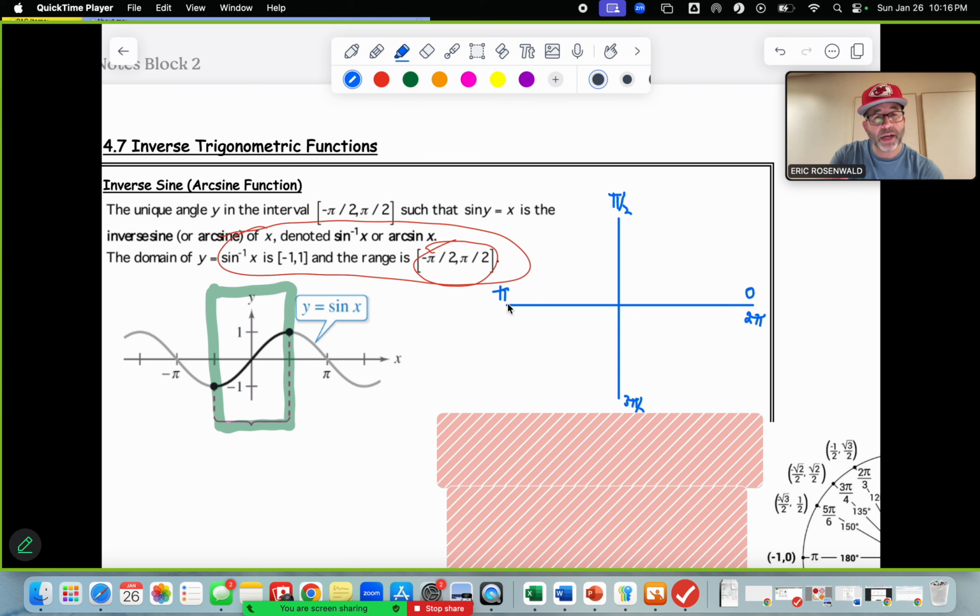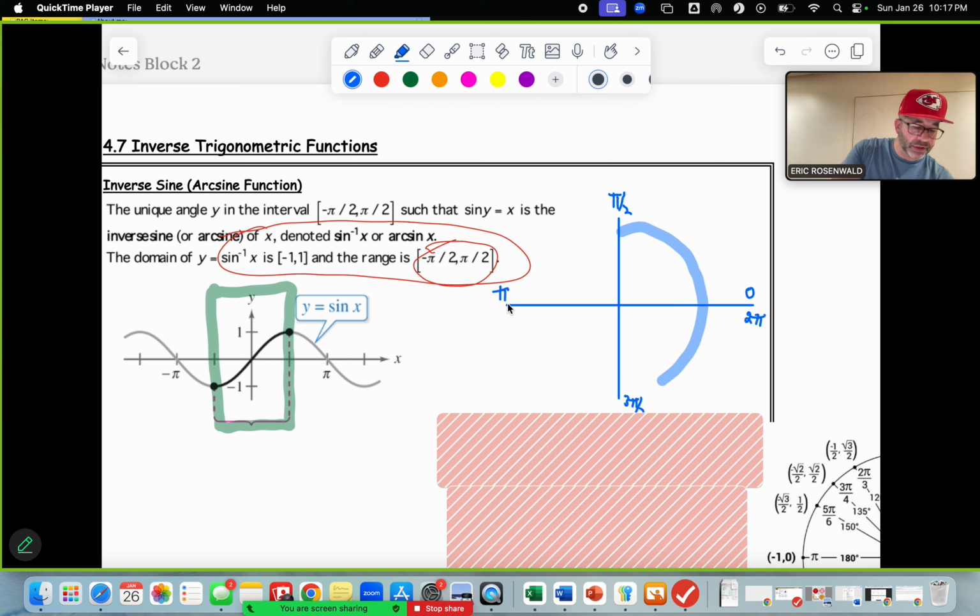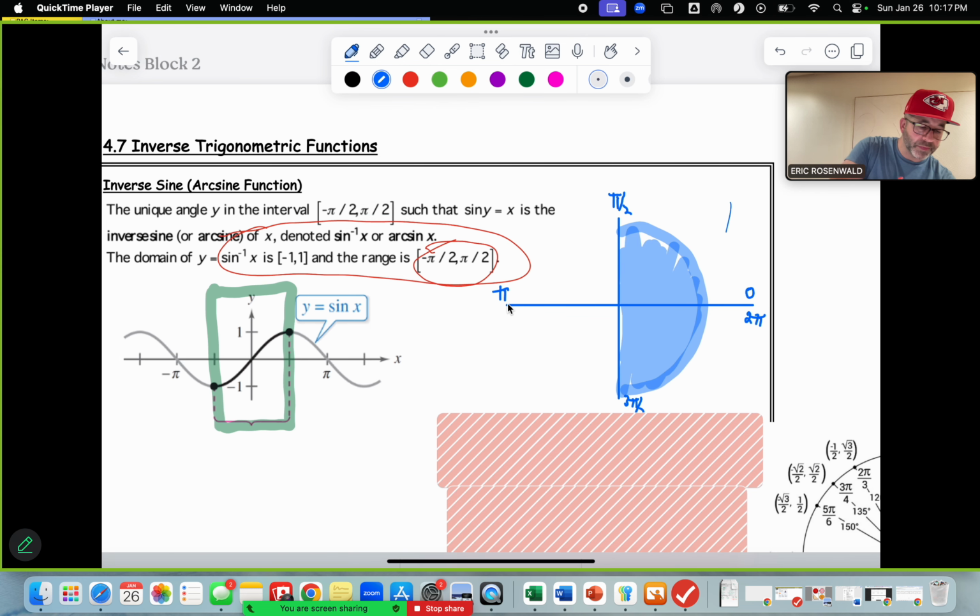negative pi over 2 to positive pi over 2. Well, here's where positive pi over 2 is. Here's where technically negative pi over 2 is, because remember we go this direction the same length, so it's negative pi over 2. That means that all of my answers for this have to sit somewhere in this area right here. So all of our answers for the inverse sine are going to sit in the first or the fourth quadrant when we're using the unit circle. Okay, so in the first or the fourth quadrant is where our answers are going to exist.